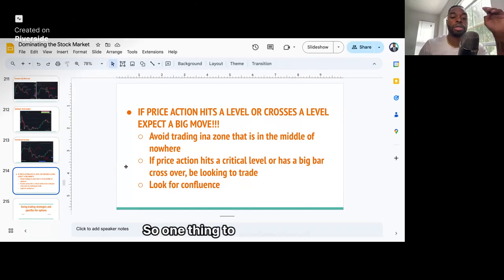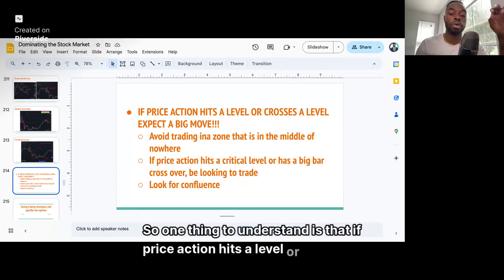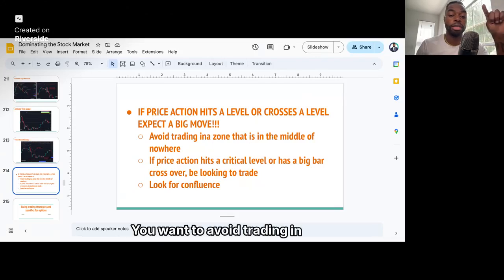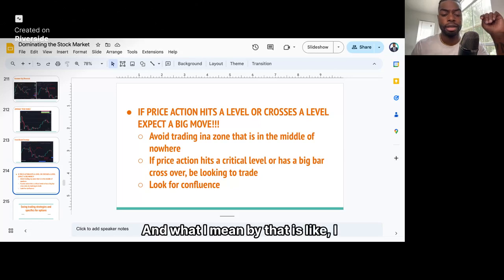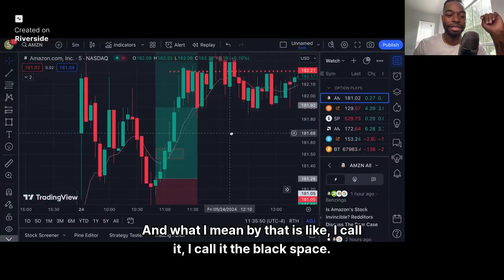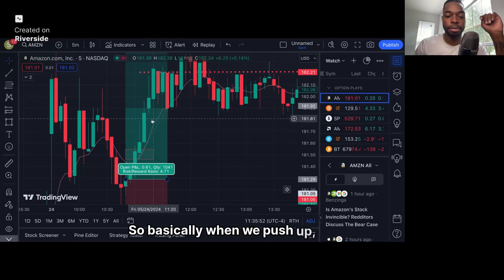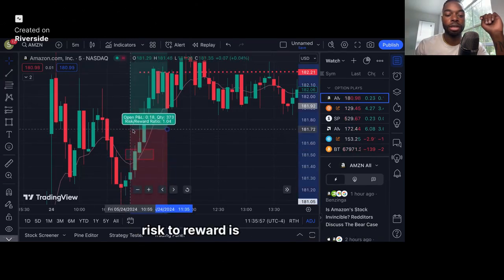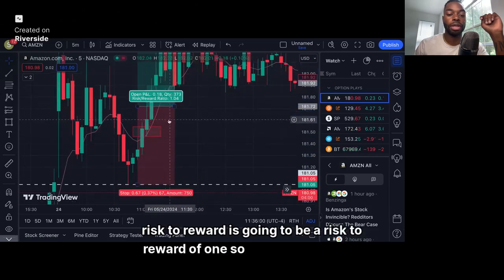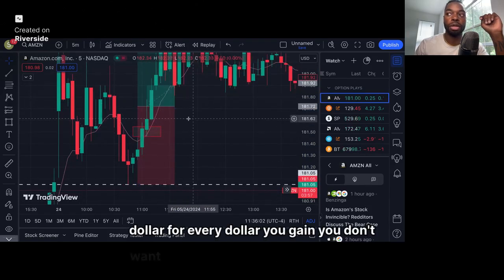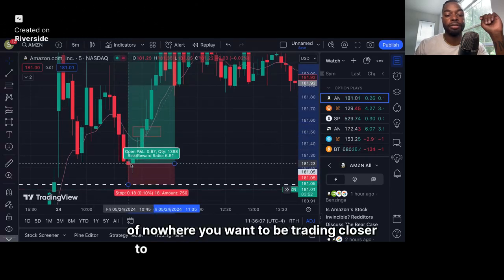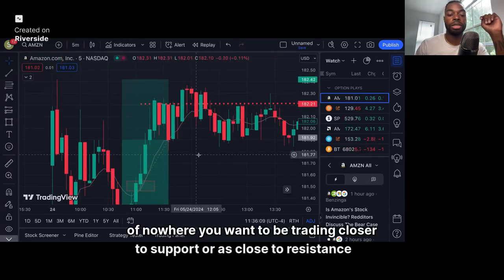So one thing to understand is that if price action hits a level or crosses a level, you need to expect a big move. You want to avoid trading in a zone that is in the middle of nowhere. And what I mean by that is, I call it the black space. So basically, when we push up, if you get into this middle area, then your risk to reward is going to be a risk to reward of 1. So like you're losing $1 for every dollar you gain. You don't want to really be trading in the middle of nowhere. You want to be trading closer to support or as close to resistance as you can.